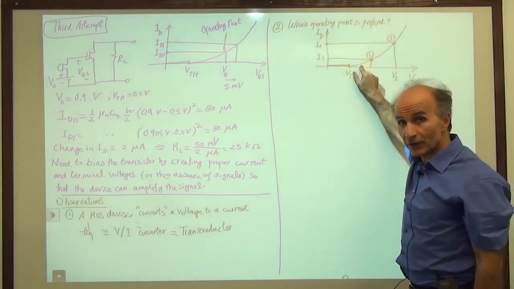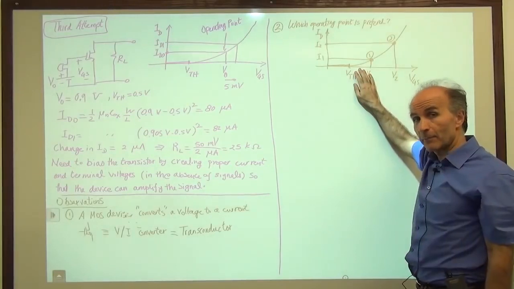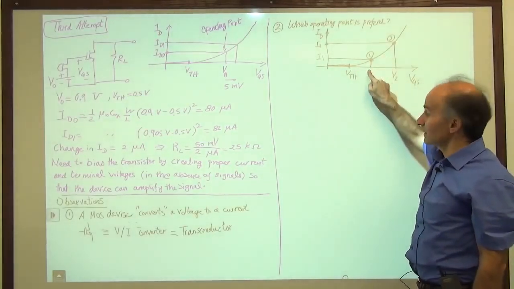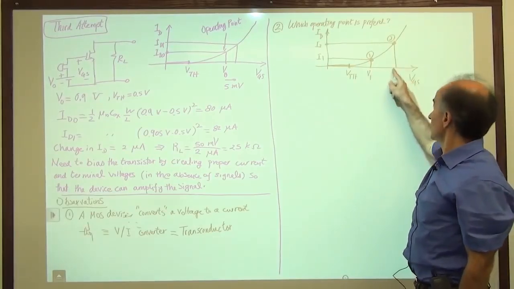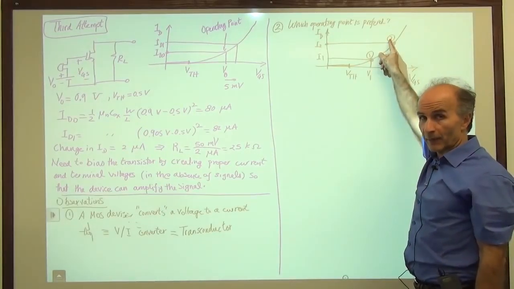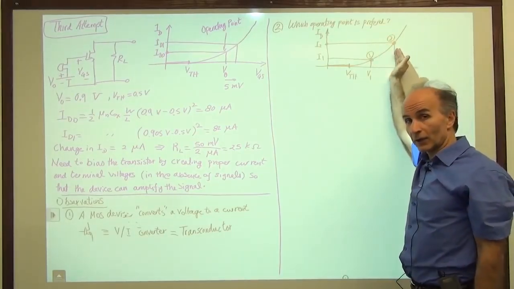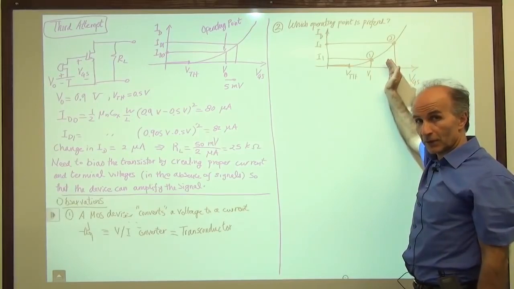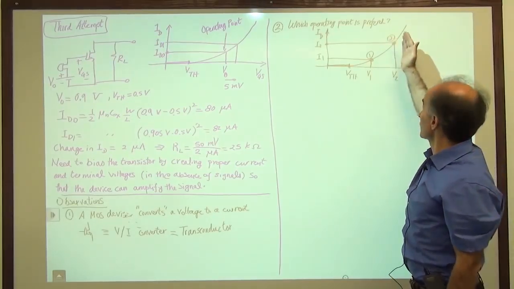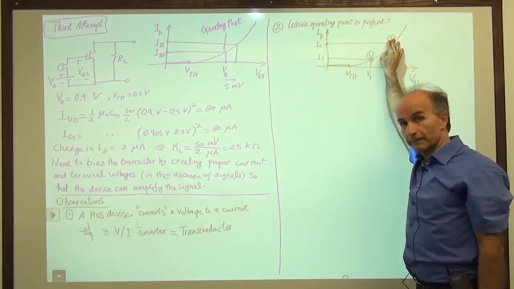Meaning that the transistor, in a sense, is stronger here than here. It's a better voltage to current converter here than it is here. When we perturb this voltage by some amount, we get some current change from that perturbation. And over here, the transistor is stronger. For a given voltage perturbation, it gives us larger current changes. So the transistor is stronger here than here, so this point will be preferable.